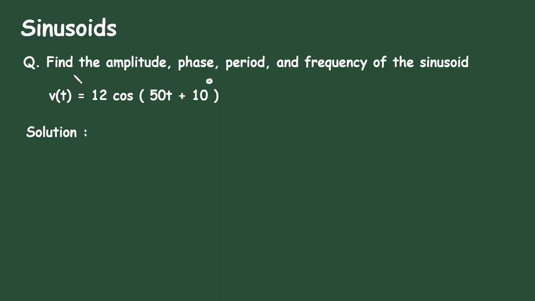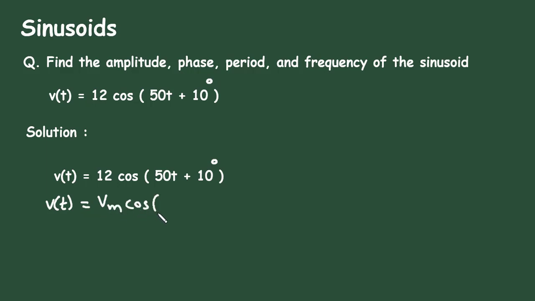In this video, we will see an example of sinusoids to find the amplitude, phase, period and frequency of the sinusoid. The equation is V of t is equal to 12 cos (50 t plus 10 degree). So this is the expression for sinusoidal voltage. So let's copy it. First of all, we will compare this with the standard equation. So it is V of t is equal to Vm cos (omega t plus phi).